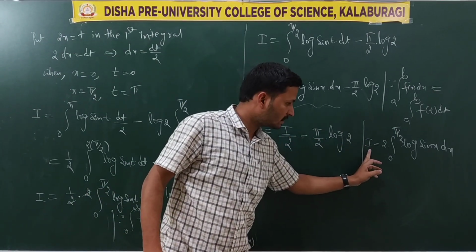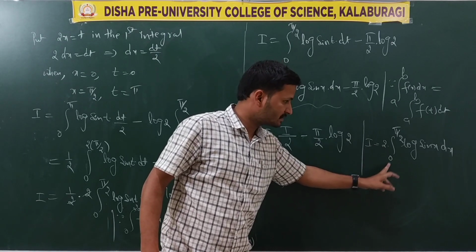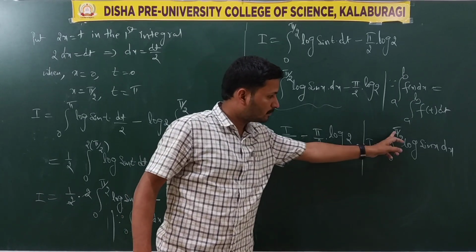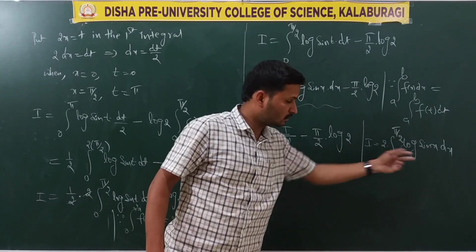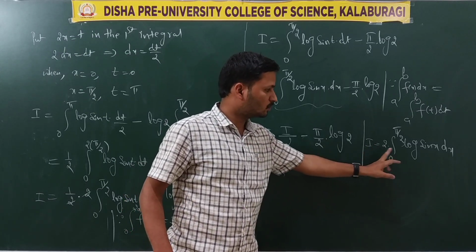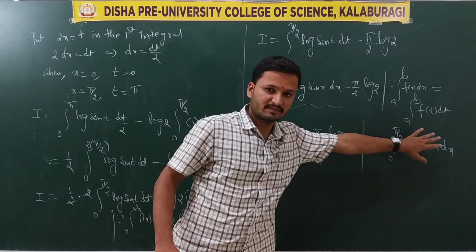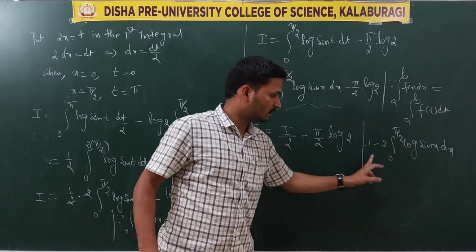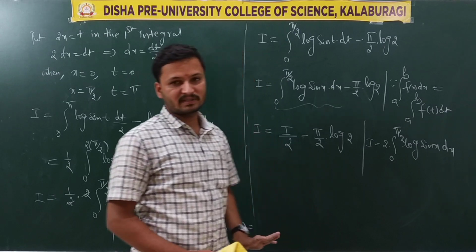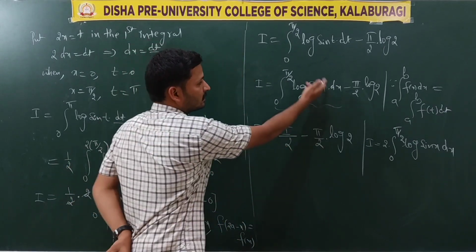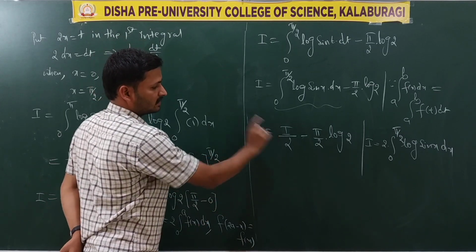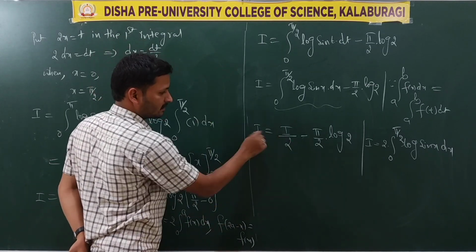Okay, so I is equal to 2 times the integral from 0 to pi by 2 of log of sin x into dx. So the integral from 0 to pi by 2 of log of sin x into dx is equal to I divided by 2, we can write. If I is equal to 2 times the integral of log of sin x, then taking this 2 to this side, I by 2 is equal to the integral from 0 to pi by 2 of log of sin x into dx. So this integral can be replaced by I divided by 2. Okay, next take this I by 2 to this side.